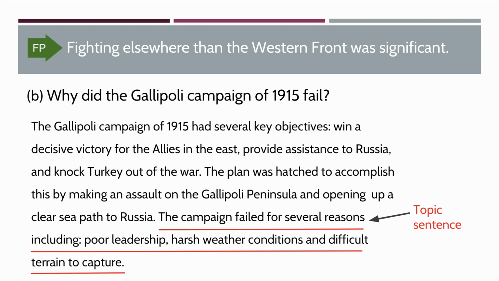Now, let me take this opportunity to point out here. The question specifically says, why did the campaign fail? So, we are not going to spend a lot of time talking about things such as why it was successful, or how the Gallipoli campaign is remembered today by Australians and New Zealand troops that fought during that time period. All of this is good information, but it's off topic.